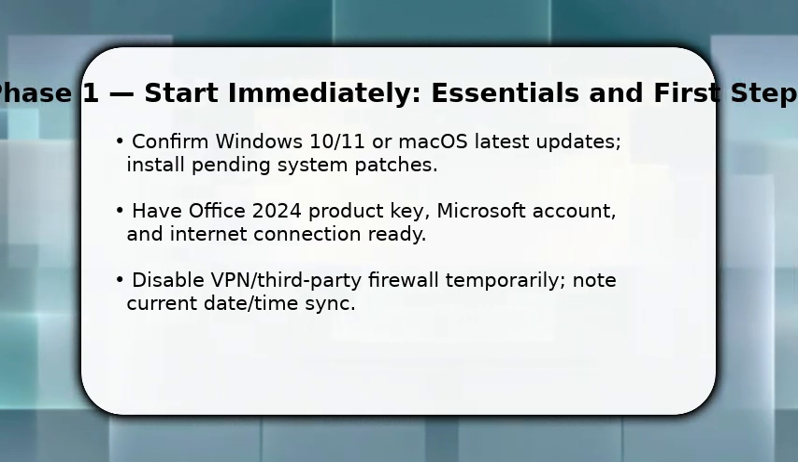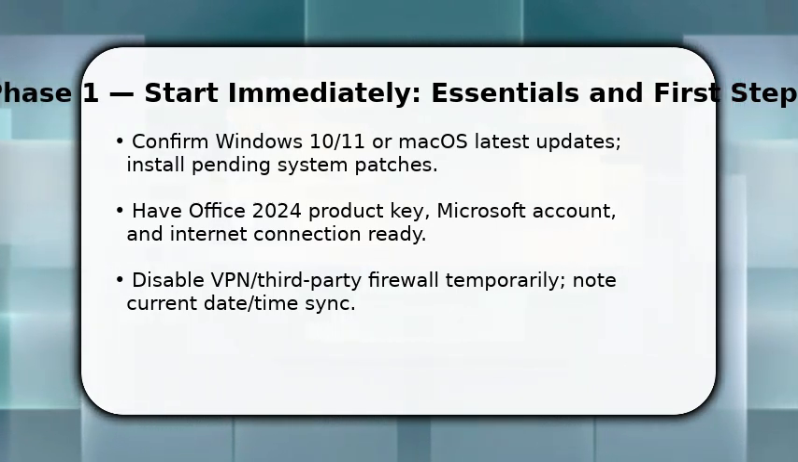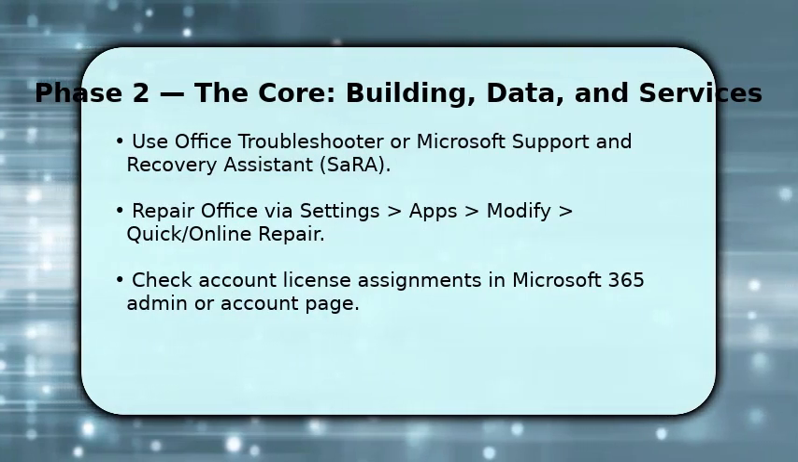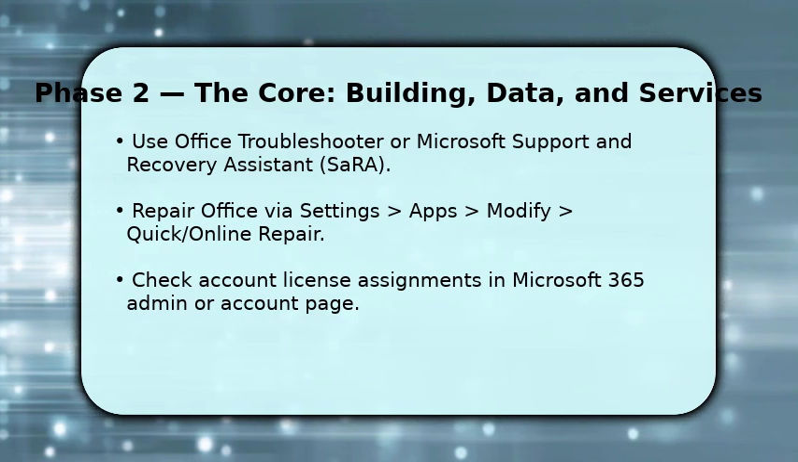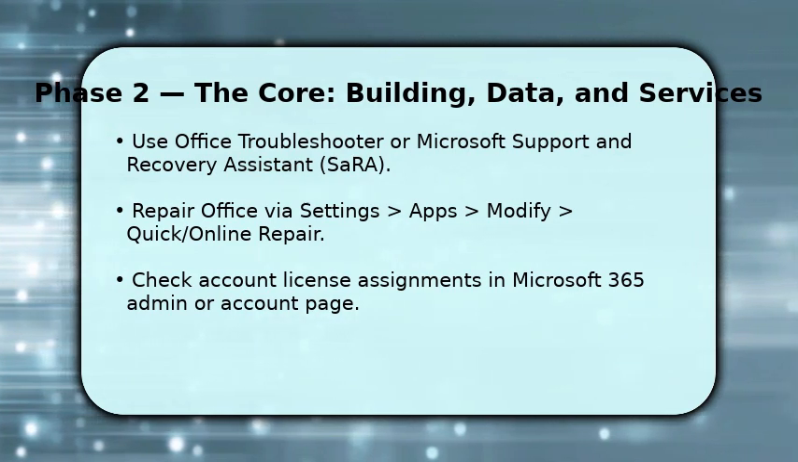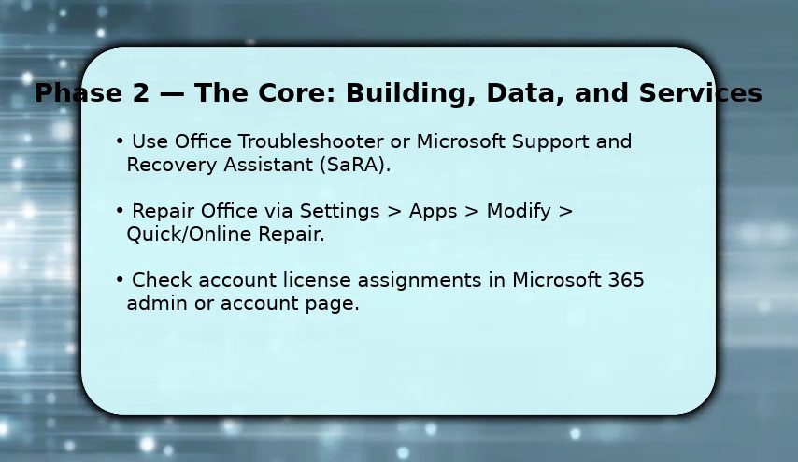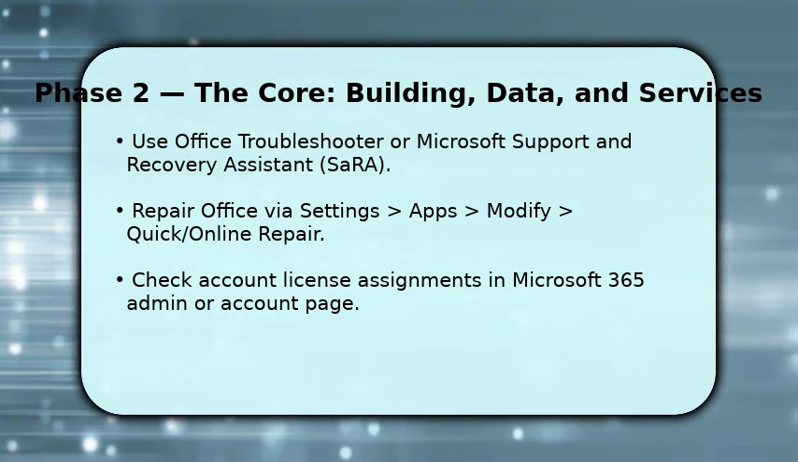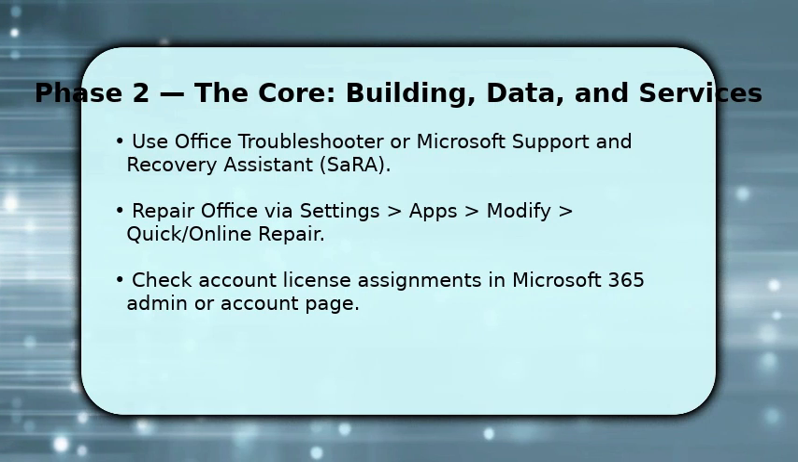You proceed to the deeper fixes when the simple sign-in fails. Run the Microsoft Support and Recovery Assistant to detect license or connectivity issues. Next, use Settings, Apps, Office, Modify and choose Quick Repair, then Online Repair if problems persist. Online Repair reinstalls activation components.